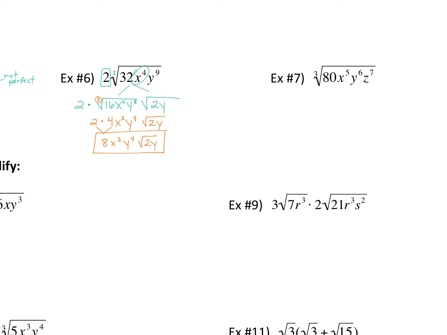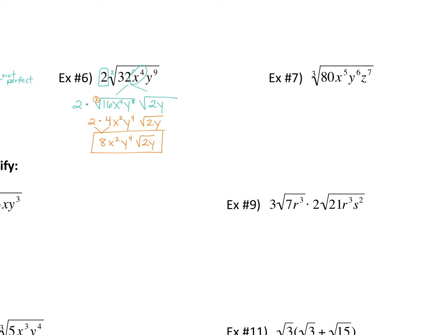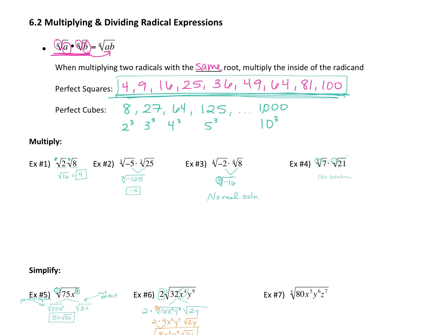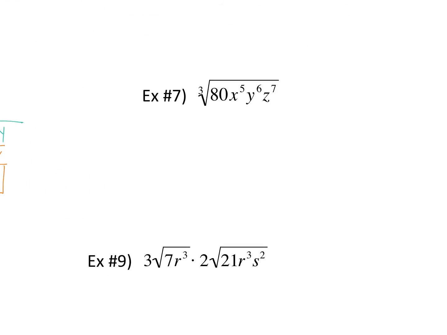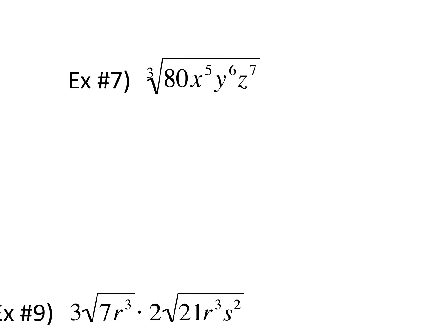Okay, number 7 has a kind of a new element. Now it's a cube root, so we have to think of our perfect cubes. Remember up here, now we're going to be looking at these numbers to try to simplify this. And it changes how we work with the exponents on our variables, okay? So first of all, this is going to be a cube root of something times a cube root of something.